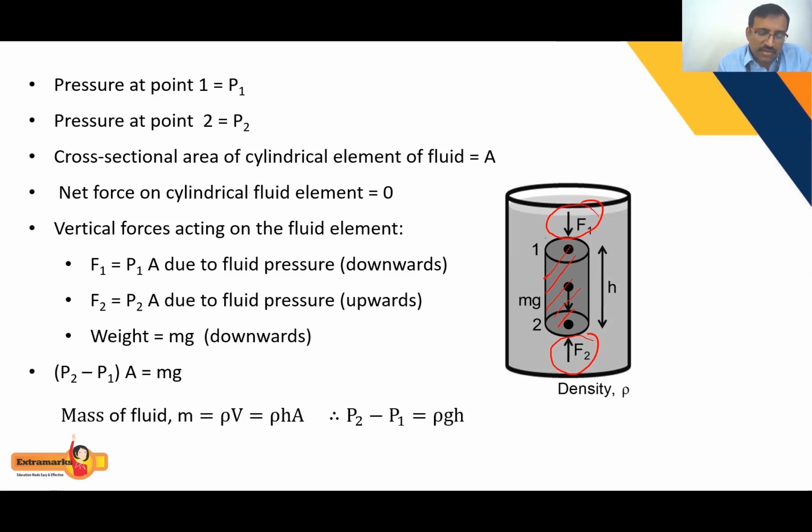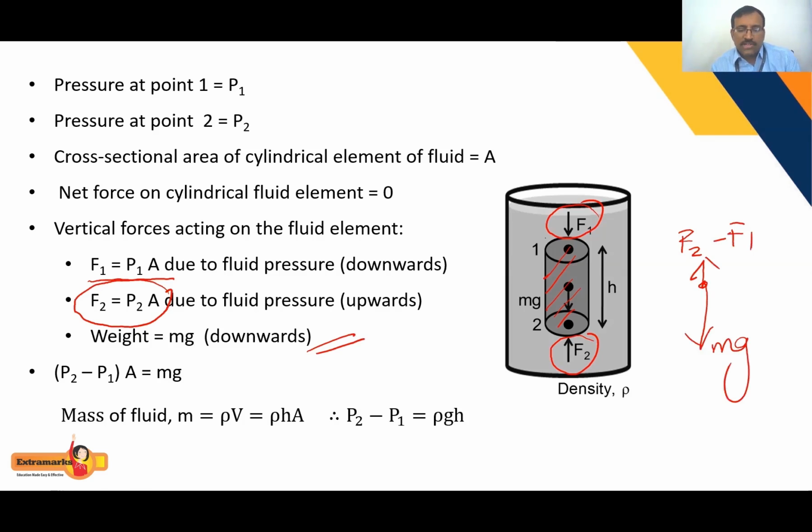How? Normally. So now the pressure on the top is given by the formula F1 by A1. So F1 will be P1 into A. Similarly F2 will be P2 into A. And weight is acting downward, as you know. So the net upward force is F2 minus F1, and the net downward force is mg. So both should balance. So obviously P2 minus P1 into A is equal to mg. The mass of the fluid m is equal to rho V, and volume can be written as area into height, obviously. Then P2 minus P1 is rho GH.